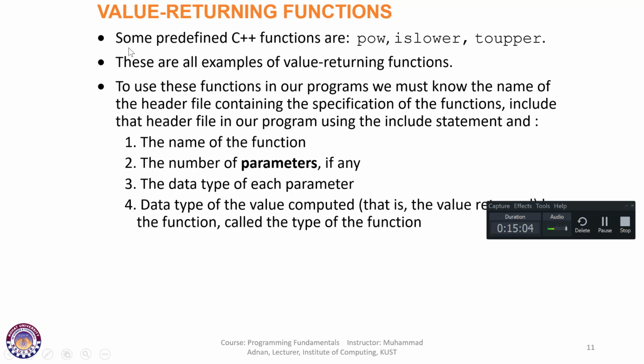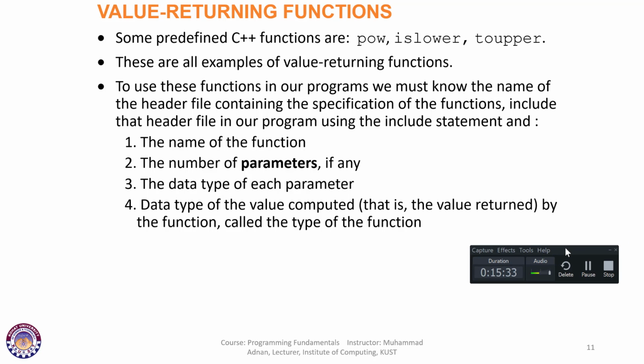Some predefined C++ functions are pow, islower, and toupper. These are all examples of value returning functions. To use these functions in our program, we must know the name of the header file containing the specification of the functions, include that header file in our program using the include statement, and know the name of the function, the number of parameters if any, the data type of each parameter, and the data type of the value computed, that is the value returned by the function, called the type of the function.